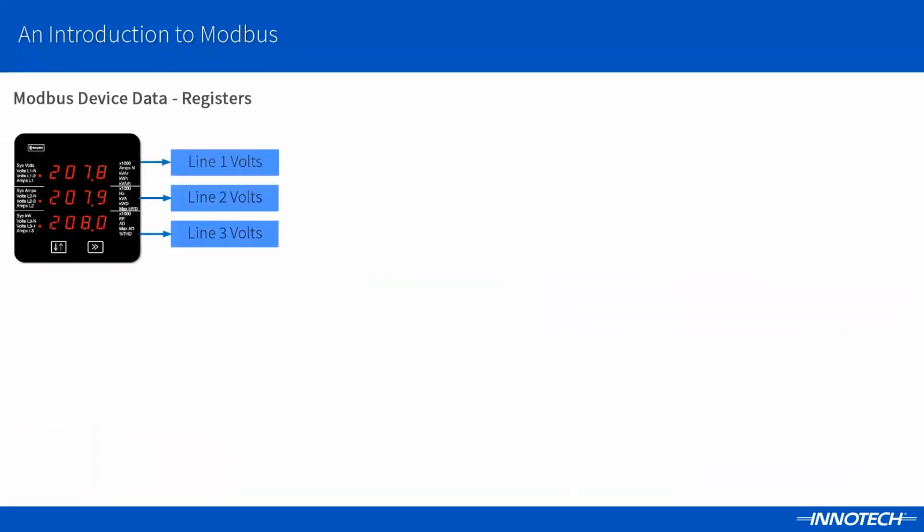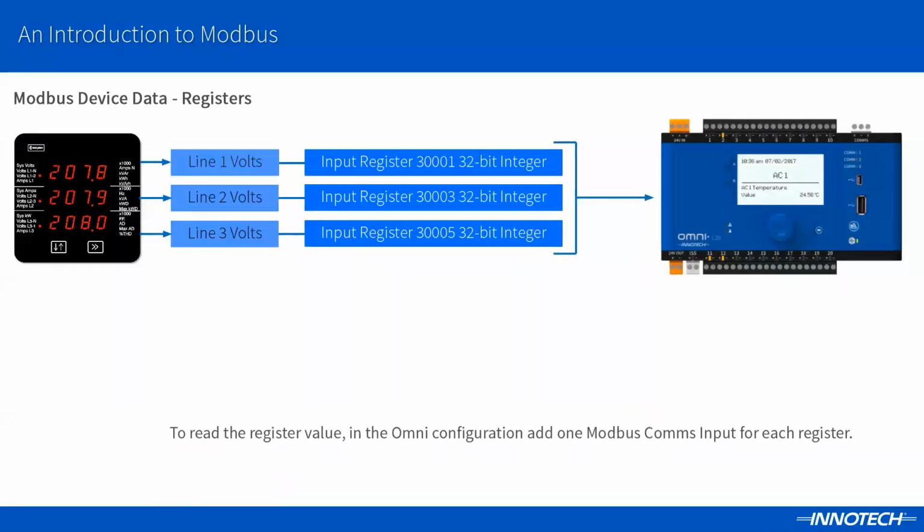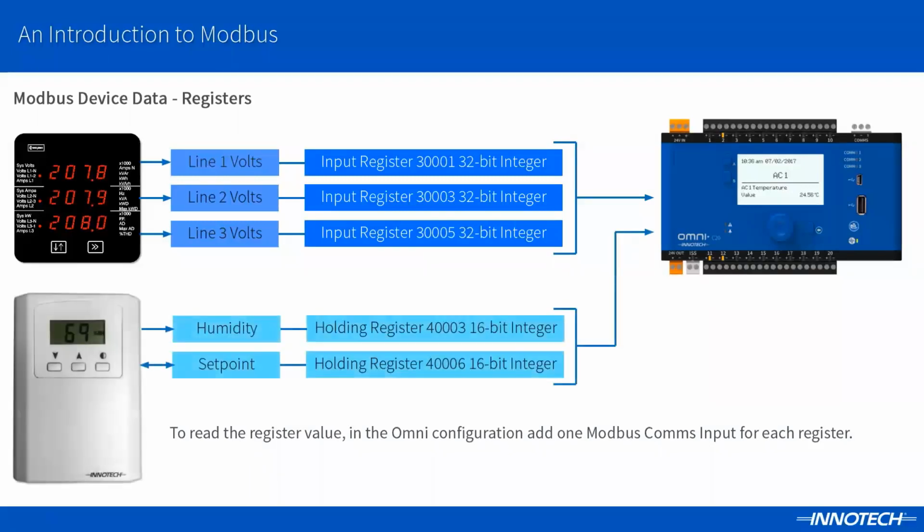In this example, I have a power meter and we need to read back the voltage for the three phases connected. Each value is held in an input register, which is a 32-bit integer. You would need to add one Modbus comms input block in the Omni configuration to read each register. As another example, this Modbus sensor has a humidity value and a set point that are held in holding registers which are 16-bit in length.